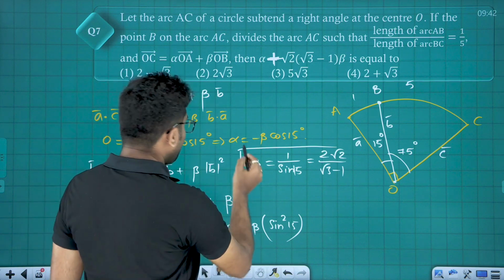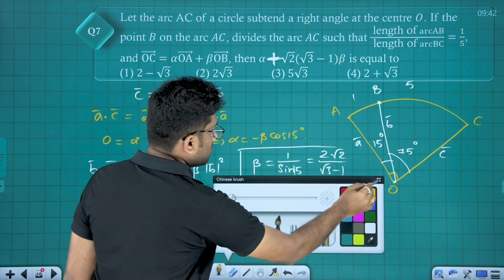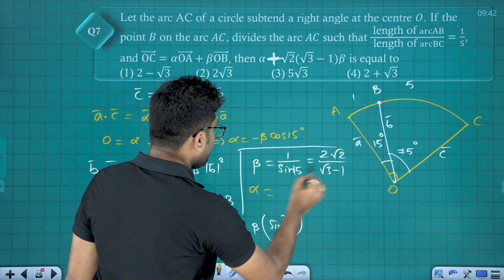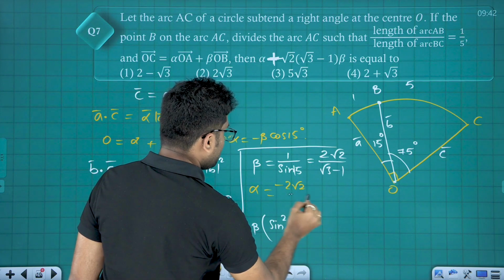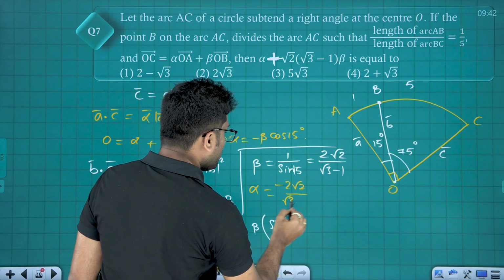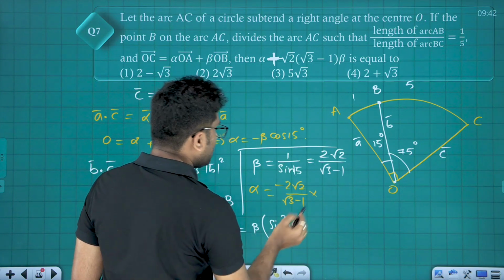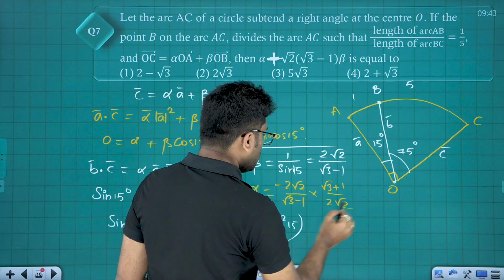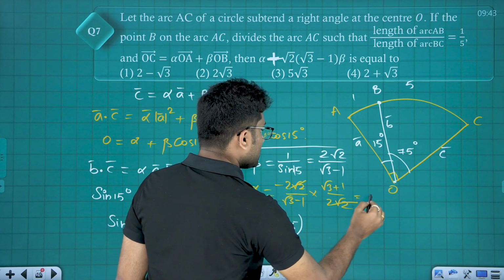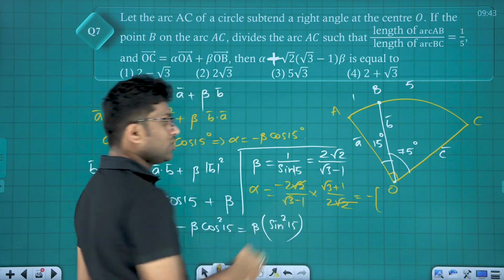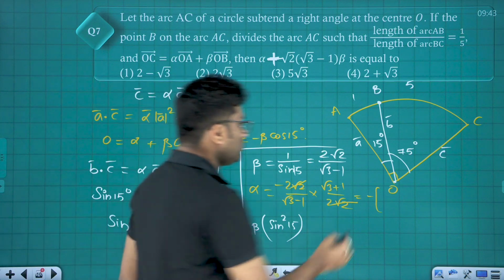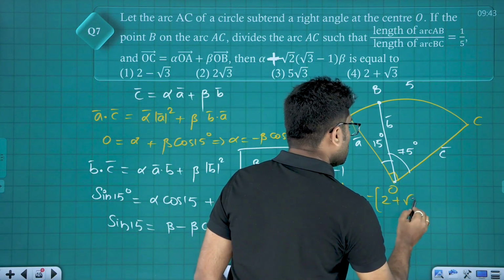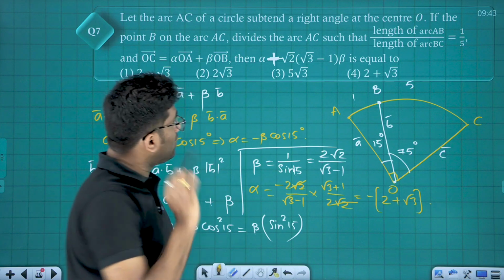Now what is the alpha value? Alpha is equal to minus beta, that is minus 2 root 2 divided by (root 3 minus 1) into cos 15 value, which is (root 3 plus 1) divided by 2 root 2. 2 root 2 and 2 root 2 get cancelled, minus of (root 3 plus 1) by (root 3 minus 1). If we rationalize, we get minus (2 plus root 3). So alpha we got, beta we got.